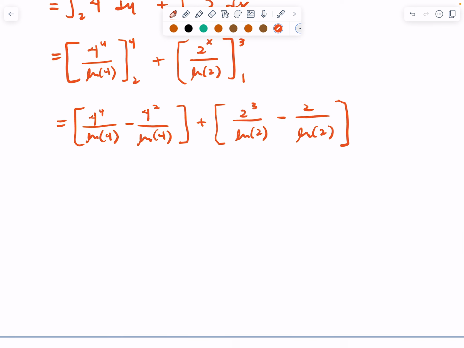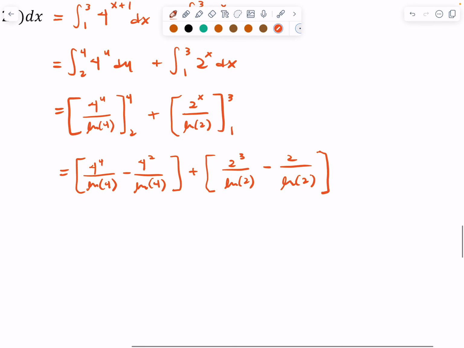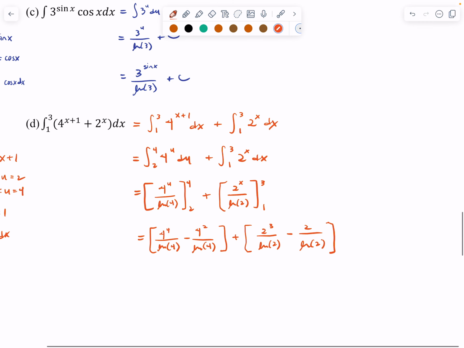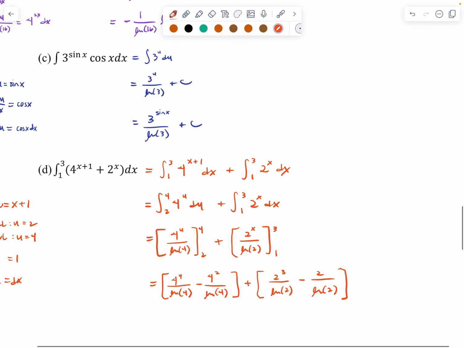And then you could simplify from there, especially because we do have common denominators for both of those differences, but you can simplify or leave as is if it's for your response.